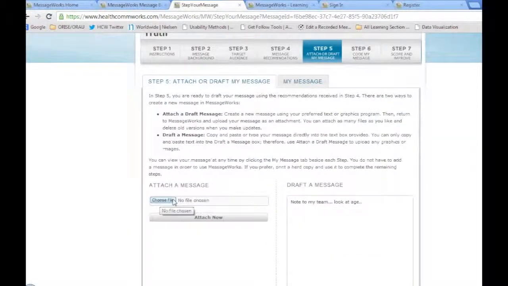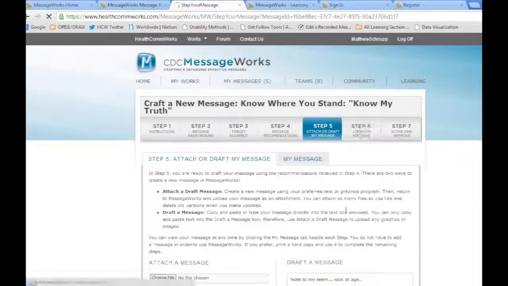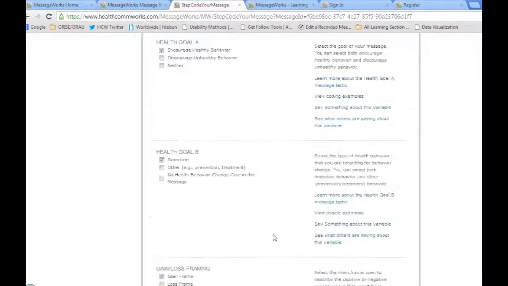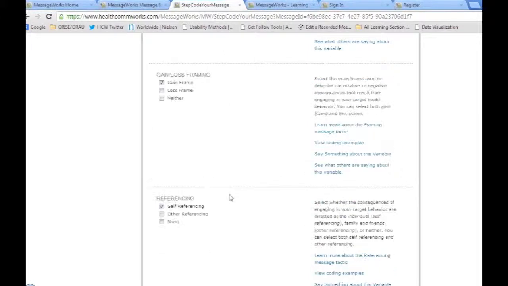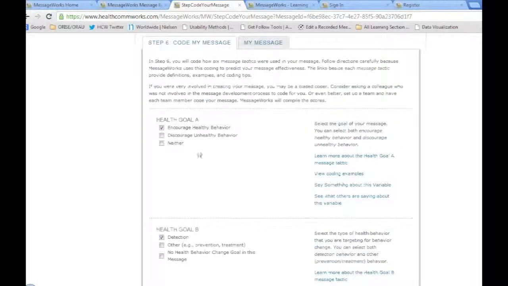So you'll take consideration of these recommendations. You'll attach any examples of the images or thoughts or meeting notes. You can leave a message to your team, if you want to share it later on, then they'll be able to see these notes that you leave. And then you can go into the message tactics where you go through those remaining 6 variables that Dr. Keller mentioned. For example, the health goal, gain-loss framing, referencing, and then score these questions based on your concept.